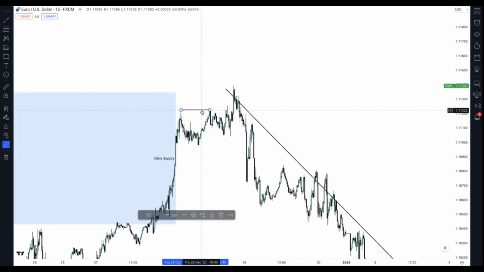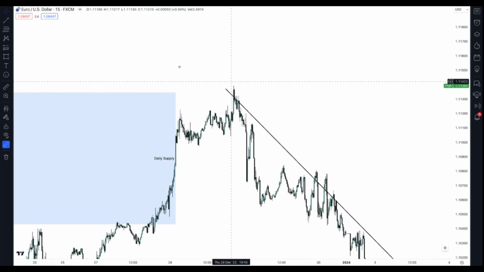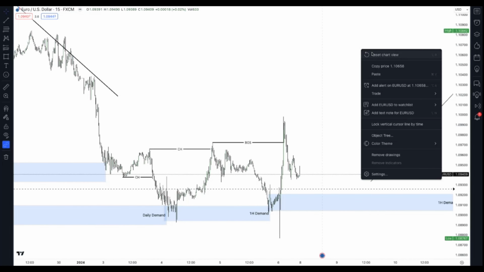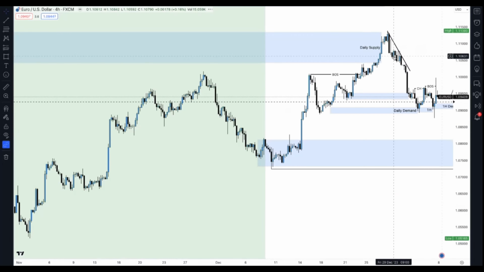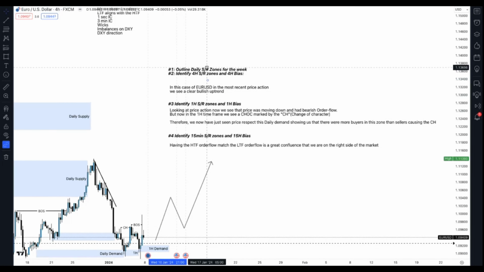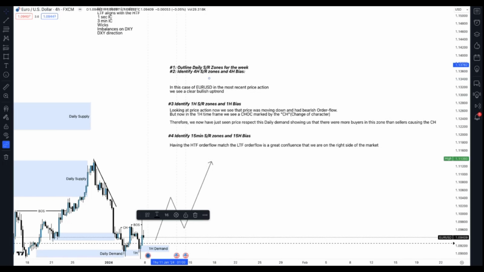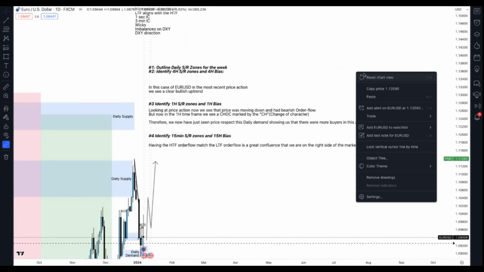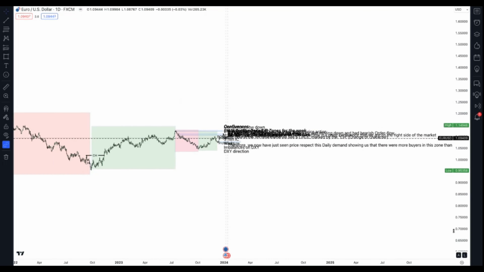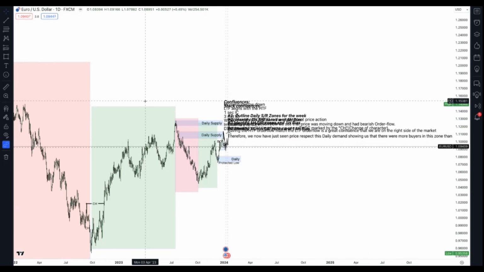So you're saying it's better to always observe the higher time frames as well, in order to see the daily supply? Yeah, exactly. You should always mark our daily supply. So I've got this section here. In terms of breaking down a chart, this is what you should do. So first, outline daily supply zones for the week. Let me clear out this stuff, it's probably useless now.